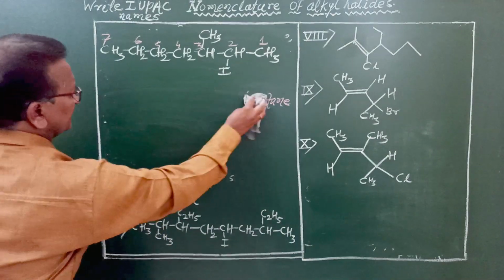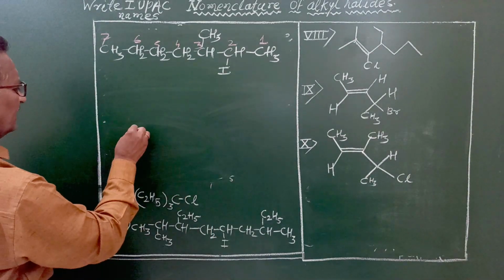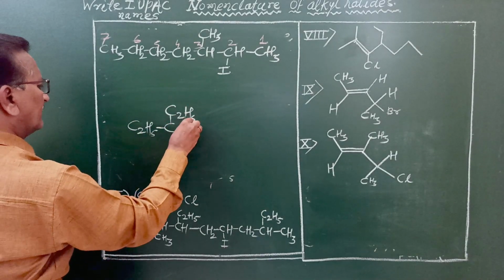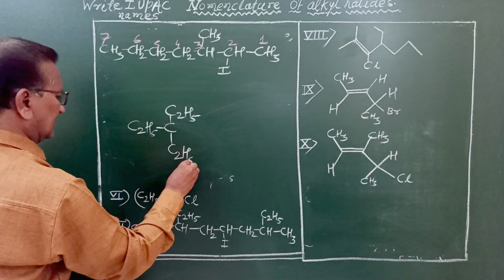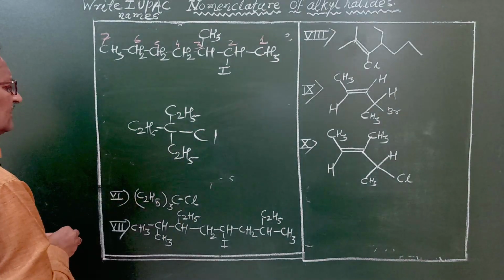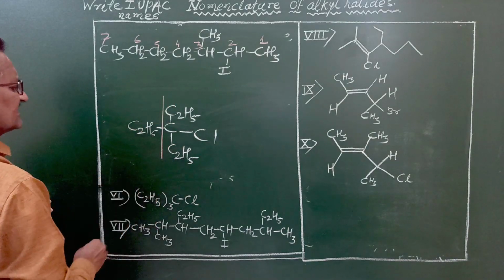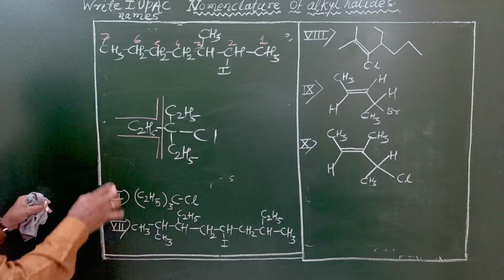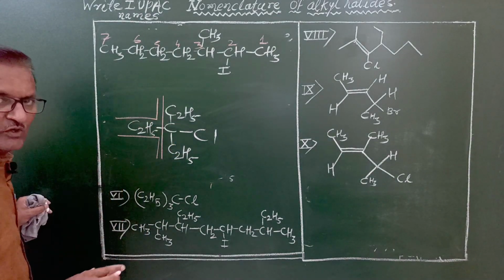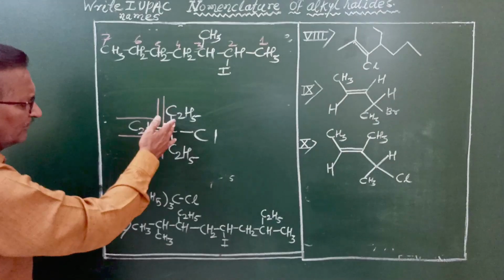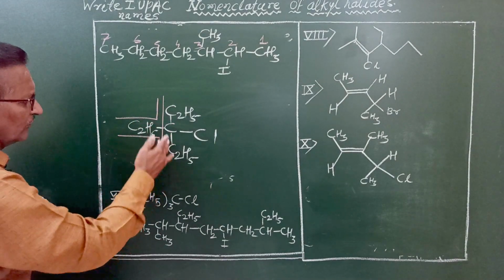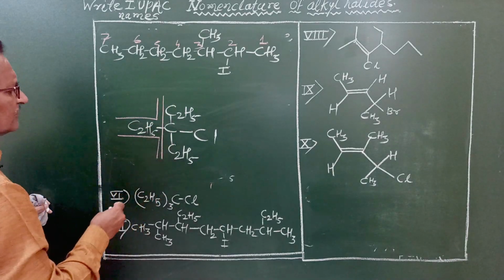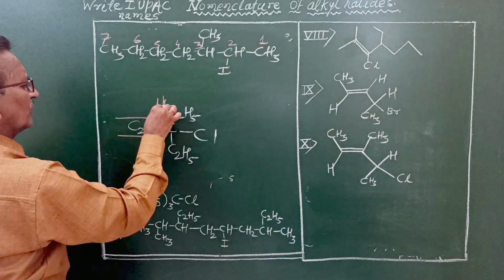Example number 6. How to expand this structural formula? How to write the structural formula of this? C2H5 single bond C. Branch C2H5, bond C2H5, single bond Cl. Now in this compound, we can select this chain as the longest continuous chain, or this chain, or this chain, because all these chains contain an equal number of carbon atoms, that is 5 carbon atoms. 2 plus this is the third one, 4 and 5. 2, 3, 4 and 5. First, second, third, 4 and 5. So we can select any one of them.